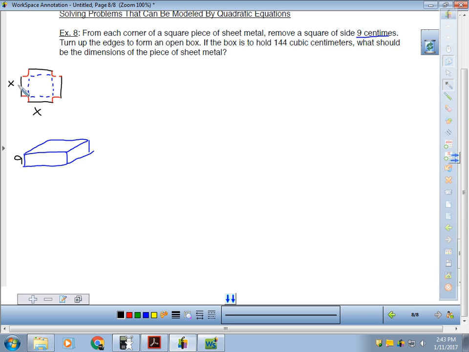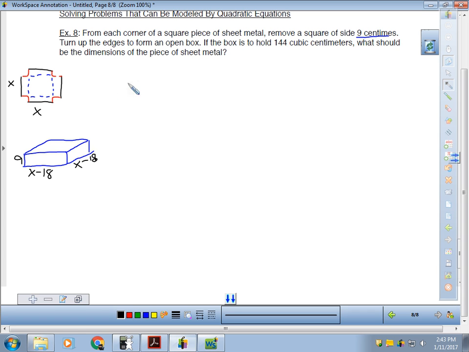Originally, this side of the box was x long, but they cut out 9 here and 9 here. So now that side of the box is x minus 18, because I took off 9 and another 9. The same thing is true on this dimension going this way. Originally we had x, but they took away 9 here and 9 here. So now this dimension is also x minus 18. They are still squares, so they're still the same dimension.